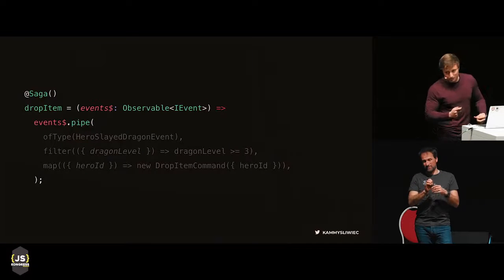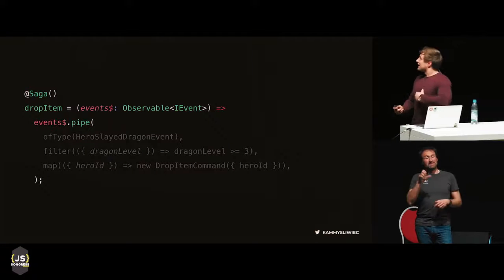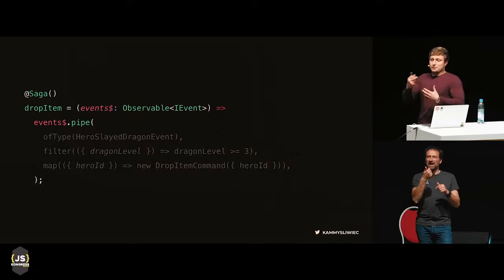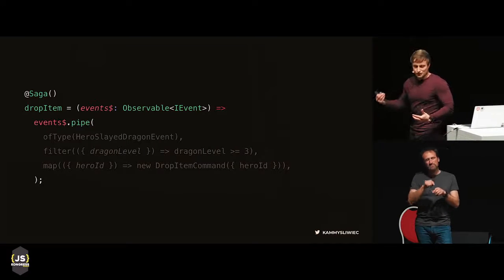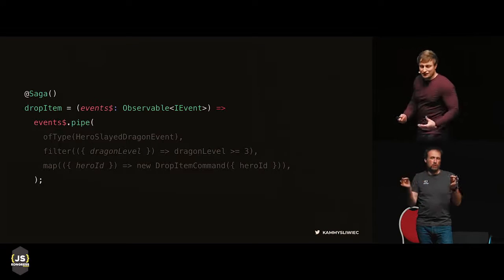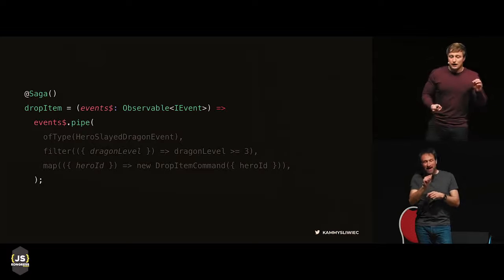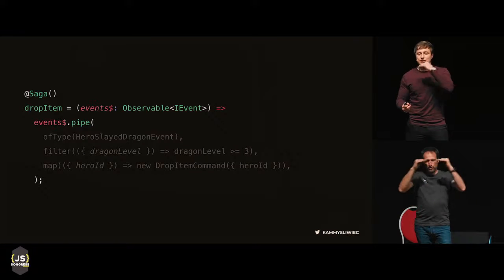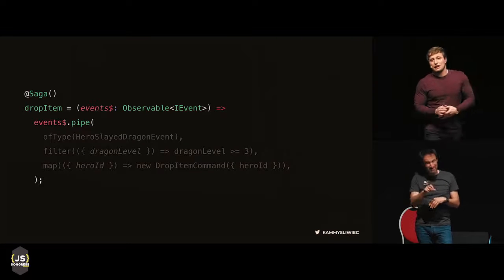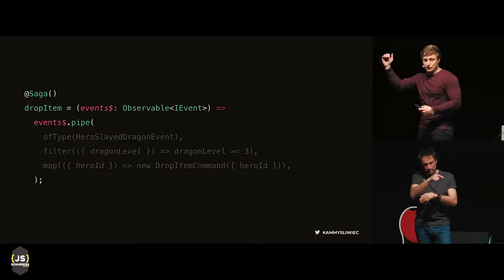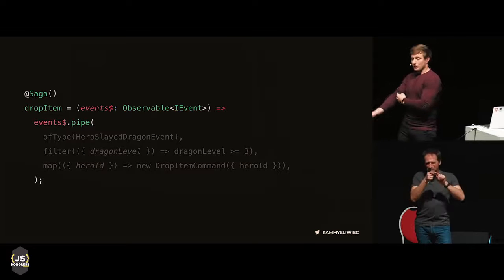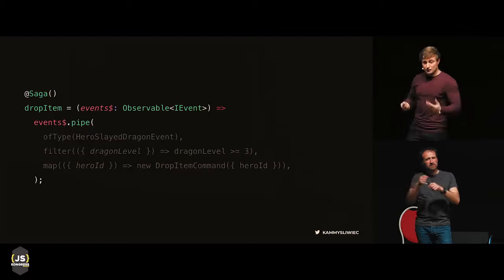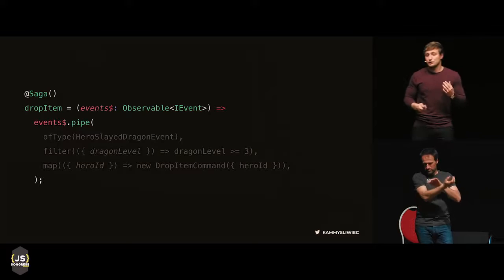So that's the Saga. A Saga is actually a property which is equal to a function. It's a function which has a Saga decorator on top of it. It's a function which takes this event stream. So you have to think about it like the timeline that I've shown you, like events can occur over time. And since we have this stream, we have to do a few things.